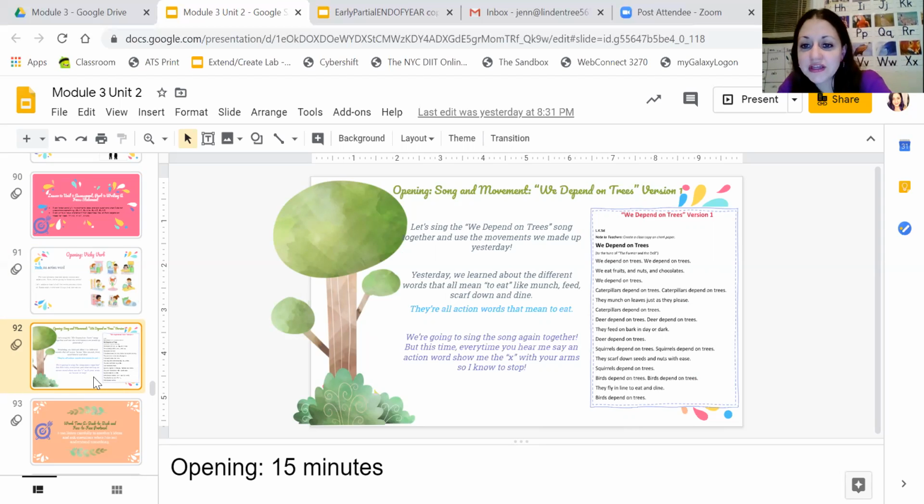We depend on trees. We depend on trees. We eat fruits, nuts, and chocolates. We depend on trees. Caterpillars depend on trees.